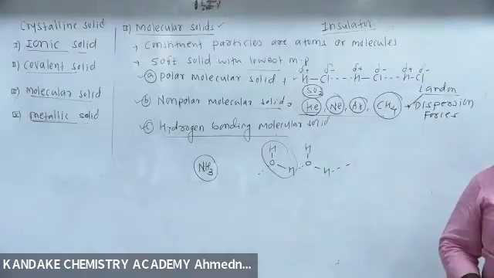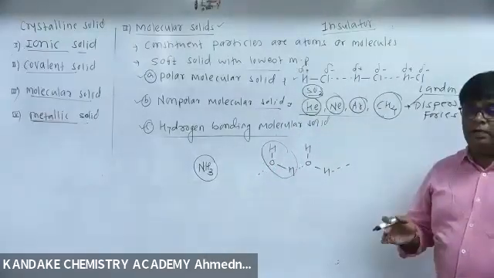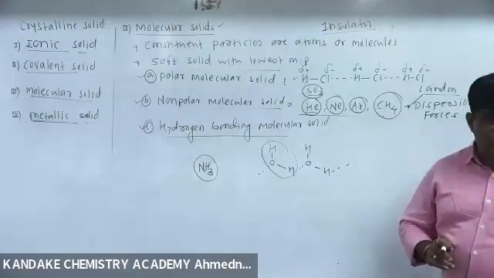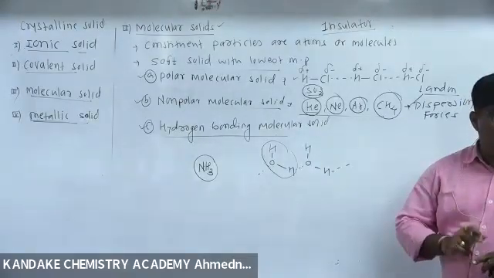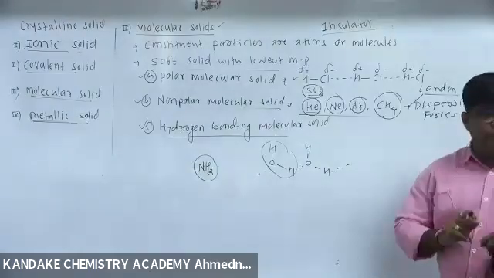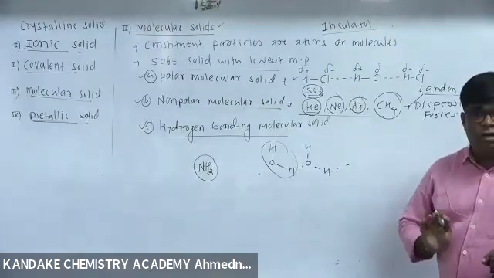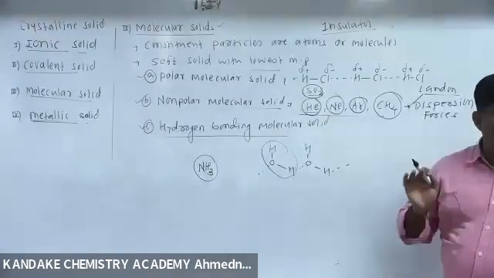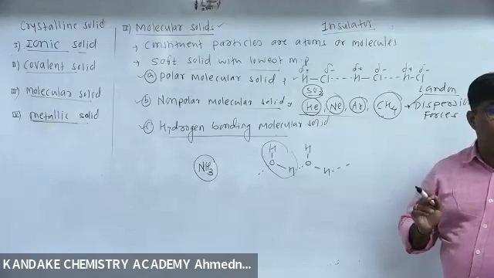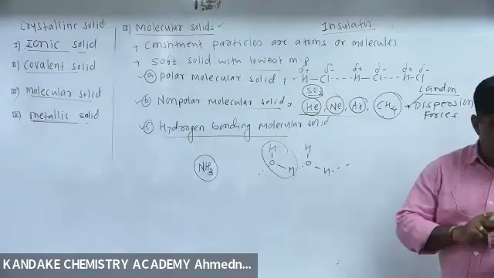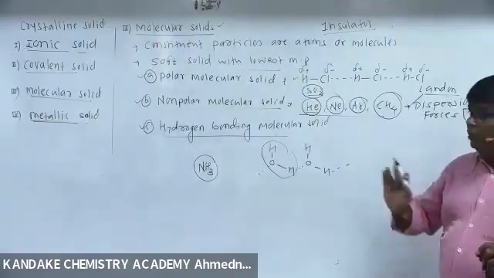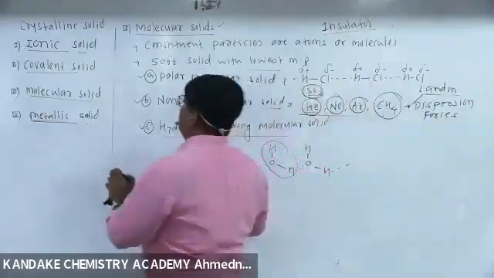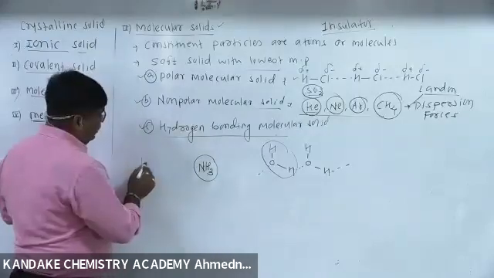These are the solids in which the constituent particles may be atoms or molecules. How many types of molecular solid? Three. Which are they? Polar, non-polar, and hydrogen bonding. Then dispersion forces or London forces are present in which solid? Non-polar molecular solid. Examples of non-polar molecular solid: helium, argon, neon, krypton, as well as CH4. And this molecular solid has the lowest melting point.